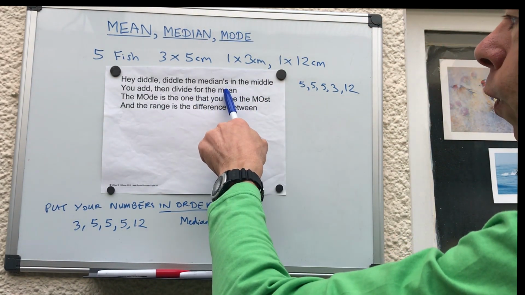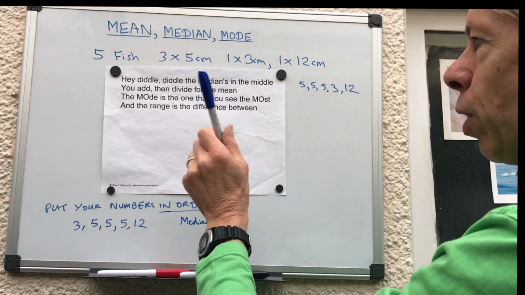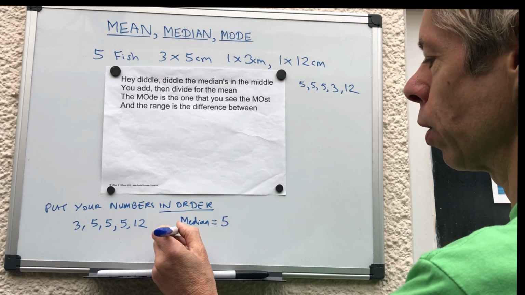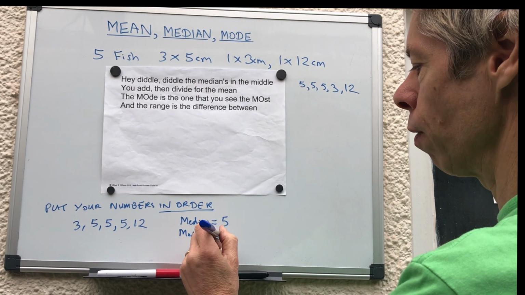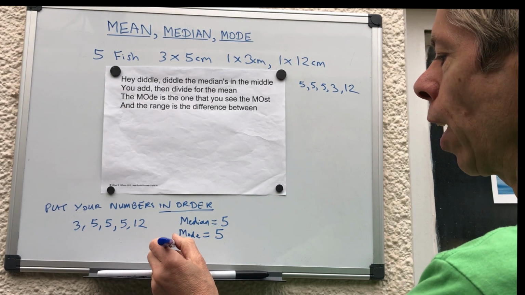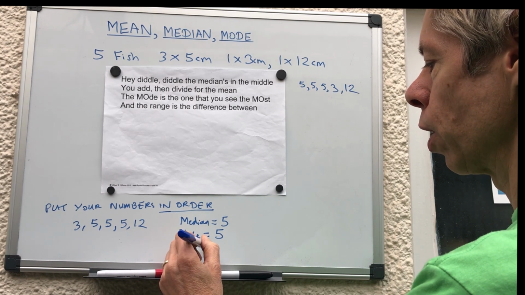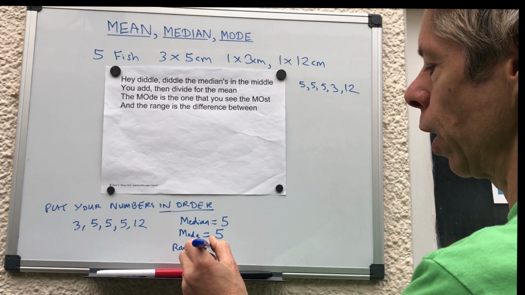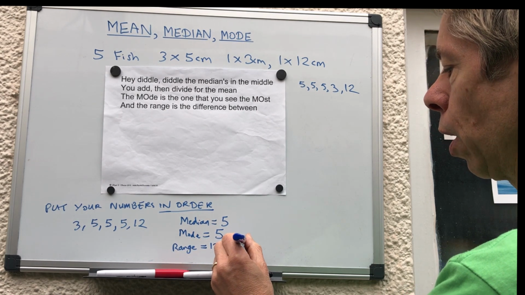You add and divide for the mean. We'll come back to that one. I always tend to leave that one till last because it takes the most time. The mode is the one you see the most. So the mode just happens to be 5 as well, because there's 3 5s. Okay, and the range is the difference between. So the range is the difference between 12 and 3, 12 take away 3, which is 9.